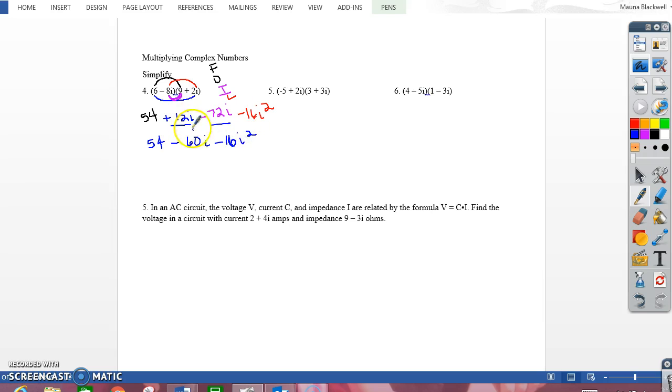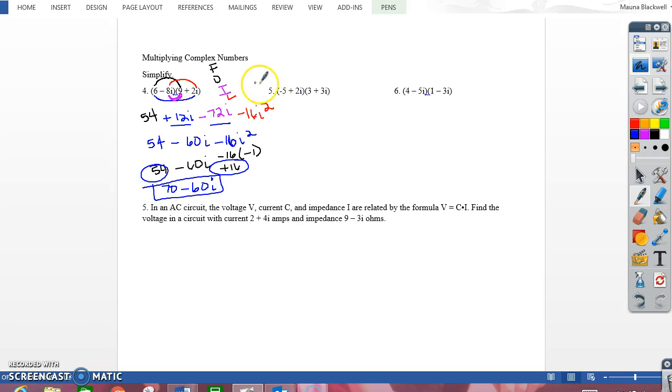Now, remember I said that it was okay to leave the i but not the i squared, because we know i squared is equal to negative 1. So this is like saying negative 16 times negative 1, which would make it a positive 16. So then we have 54 minus 60i plus 16. Well, I can combine those because now these two are like terms. So 54 plus 16 is 70, and then bring down your minus 60i.